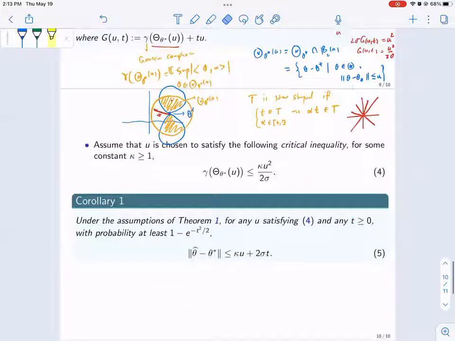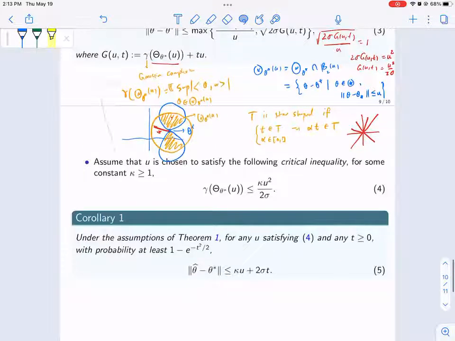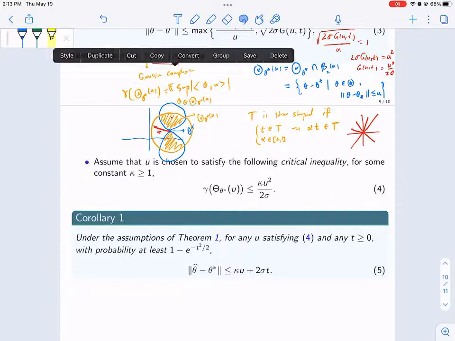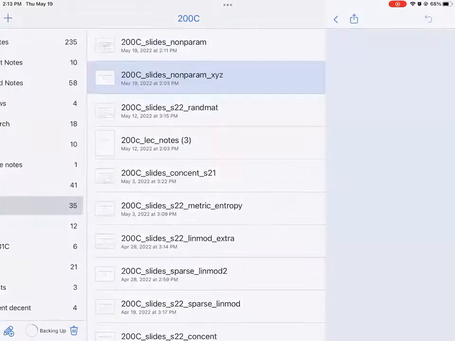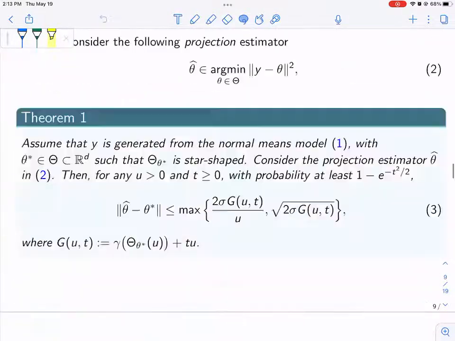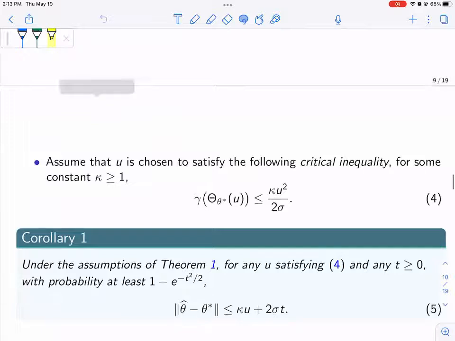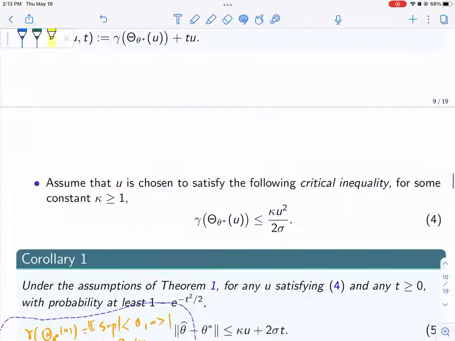So let me go on to the next batch of slides because I have that. So let me copy this. Move to the other one. Okay. Yeah, so let's say you have this guy here.